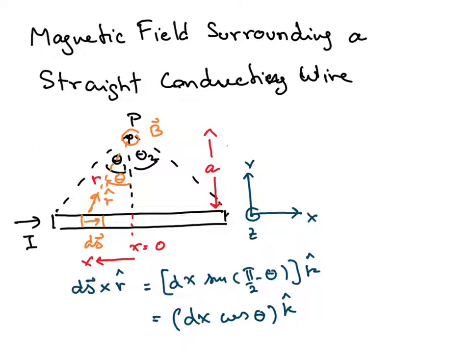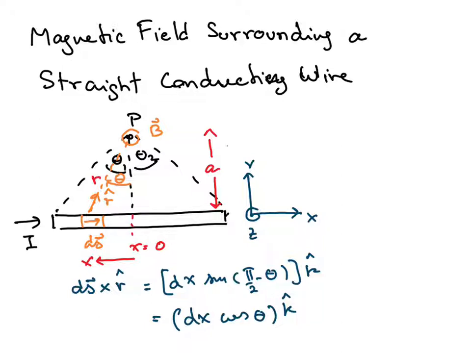And if we draw a line from the point P to the starting point of the wire, we have the angle θ1 between this line and the line perpendicular, the line from P perpendicular to the wire. And if we draw this line to the end point, we have the angle θ2 between this line and the line perpendicular to the wire.